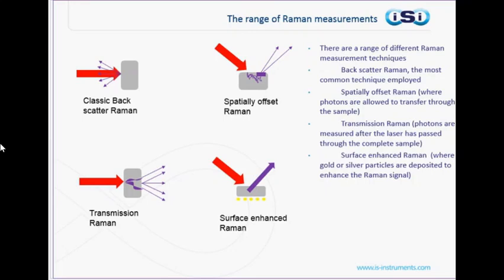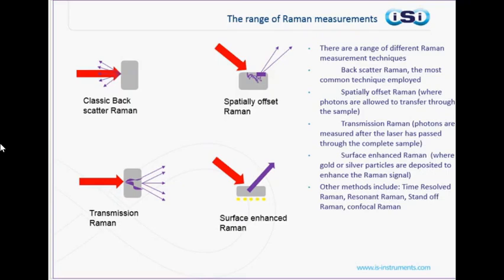Another method is surface enhanced Raman. This method is very popular within academic institutions. Here, gold or silver particles are deposited and the sample measured across them. This gives a greatly enhanced Raman signal, allowing for the individual molecules to be probed. However, it has thus far been limited in industrial applications because of the need to deposit these particles.